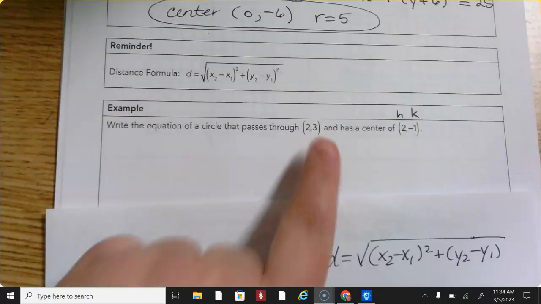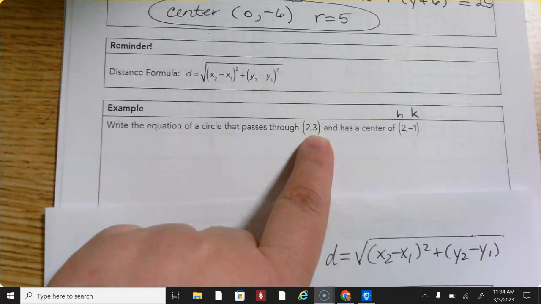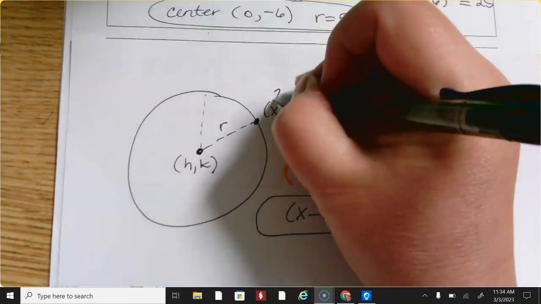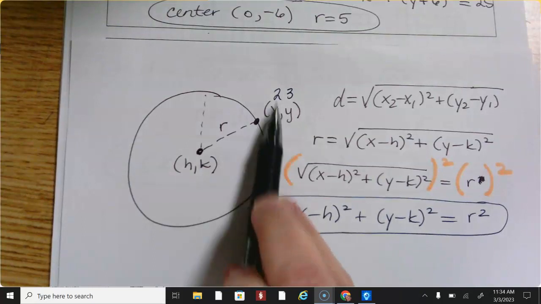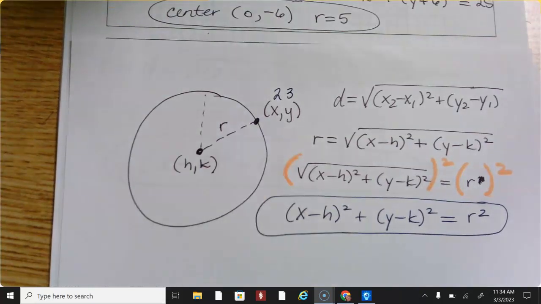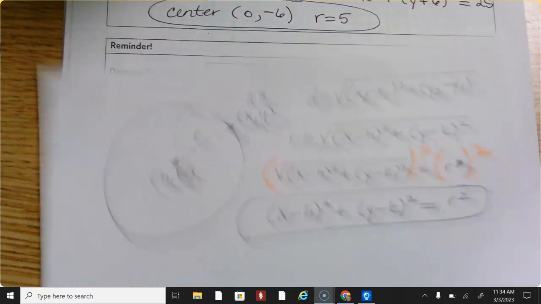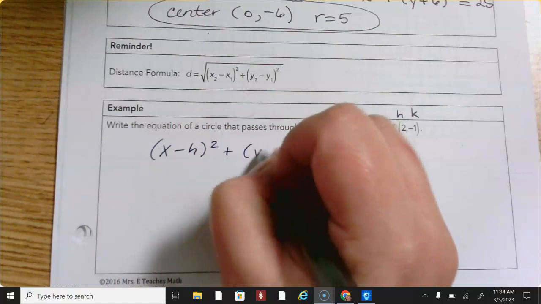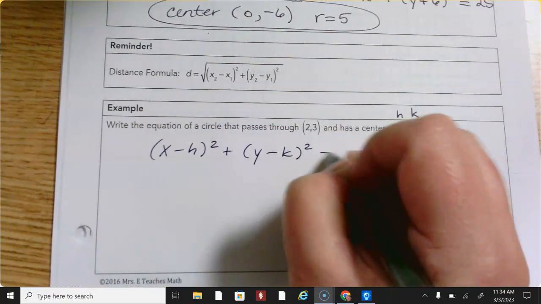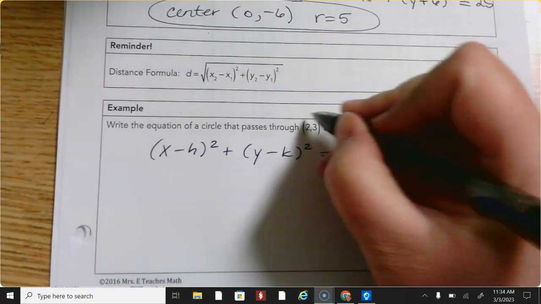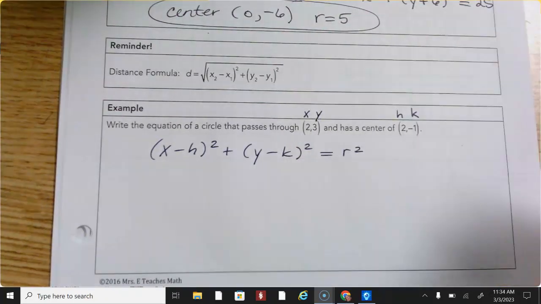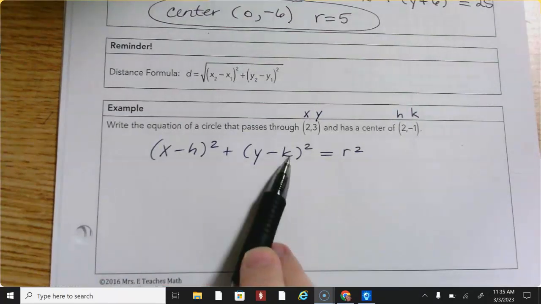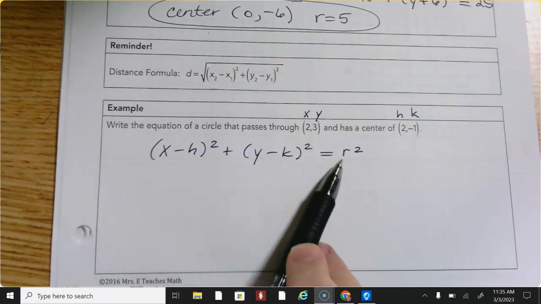Okay, they told me the circle passes through this point. That's a point on my circle. So that's like telling me that xy is 2, 3. So I'm going to take the circle equation. I'm going to write it here. And then I'm just going to plug in that x, that y, that h, and that k. I'm plugging in here, here, here, here. The only thing I won't have is this plugged in, and that's how I can find that. That's going to automatically give me r squared.